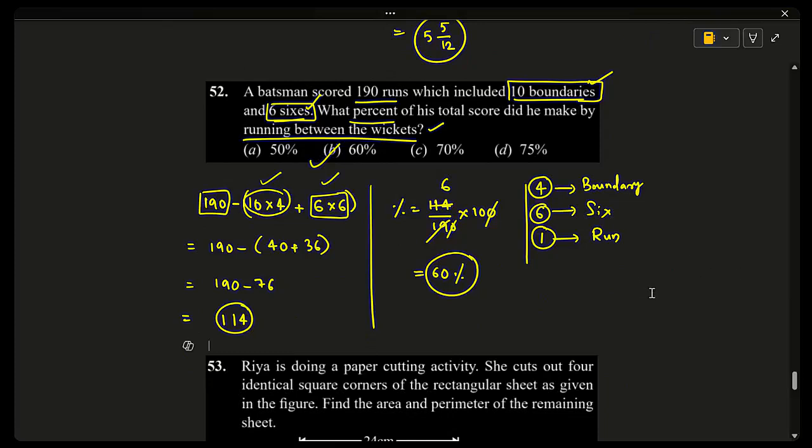Sanvi, what's your doubt? Sir, 52 question. 52 I explained just now, right? Sir, why you written 4 boundaries? That means boundary is giving 4 runs. One boundary, 4 runs. 1 six, 6 runs. 1 run between the wicket, 1 run. Okay. Yes, sir.